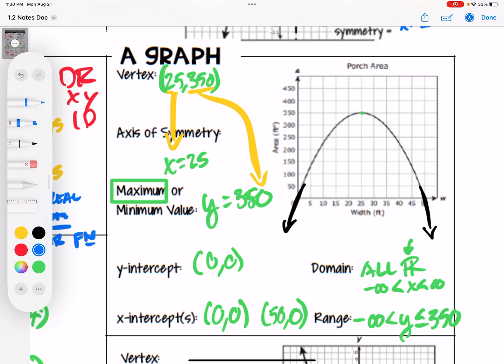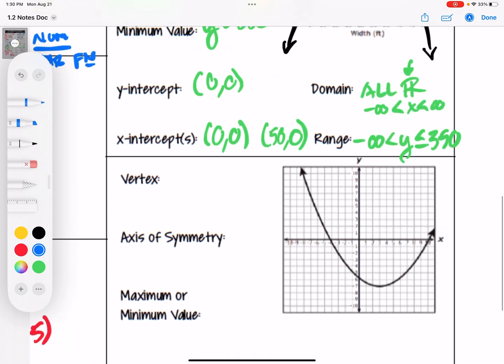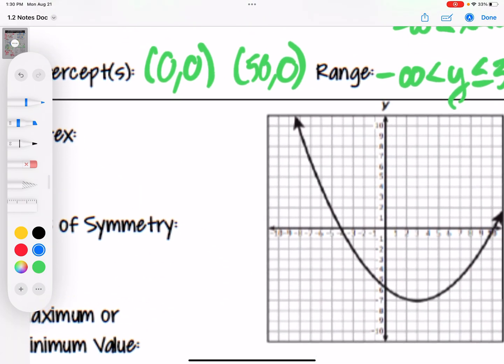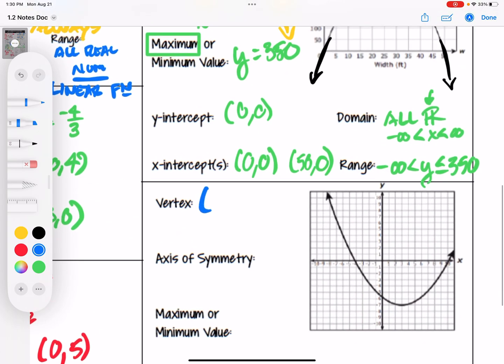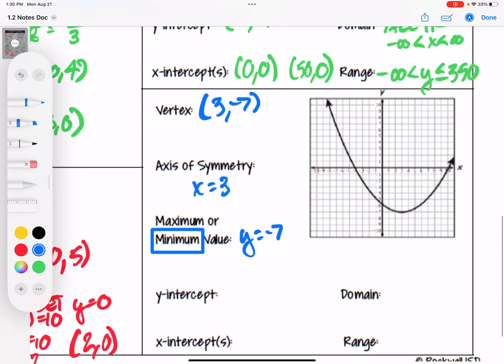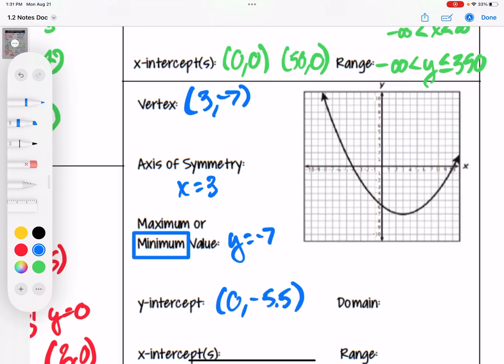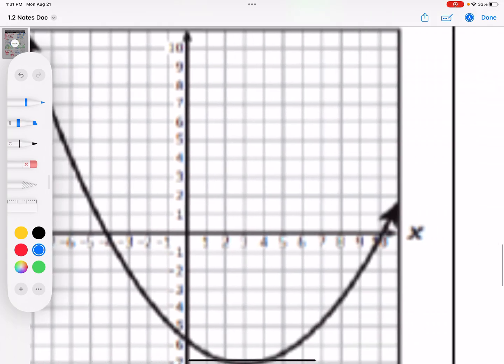Okay? And for this last one, when we look at our vertex, there it is at 3, -7. The axis of symmetry is the x-coordinate, x equals 3. This one has a minimum value of y equals -7. The y-intercept is a little bit hard to see, but we'll say it's at 0, -5.5. Our x-intercepts are at -4, 0, and 10, 0.